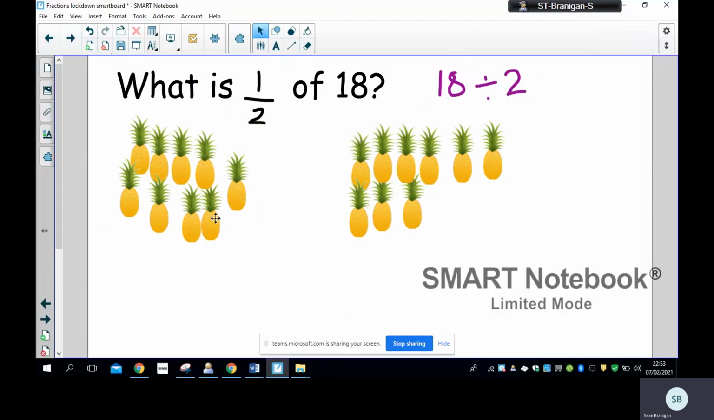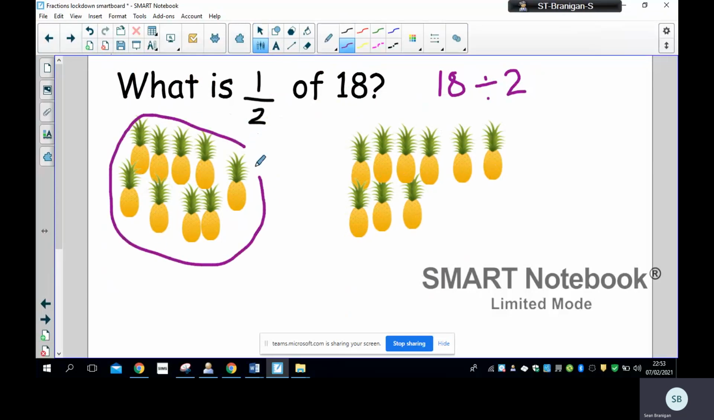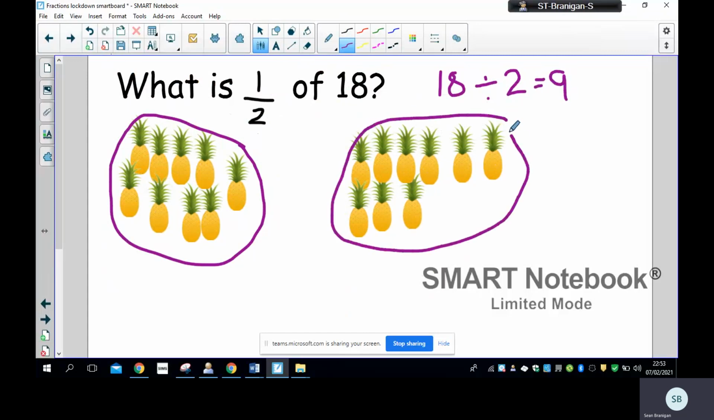1, 2, 3, 4, 5, 6. 1, 2, 3, 4, 5, 6, 7, 8, 9. 1, 2, 3, 4, 5, 6, 7, 8, 9. There is 1/2, and in 1/2 there is 9. The answer to the problem is 9. It's also 9 in that half too. In 1/2 there is 9, and in 2 halves there is 18 together.